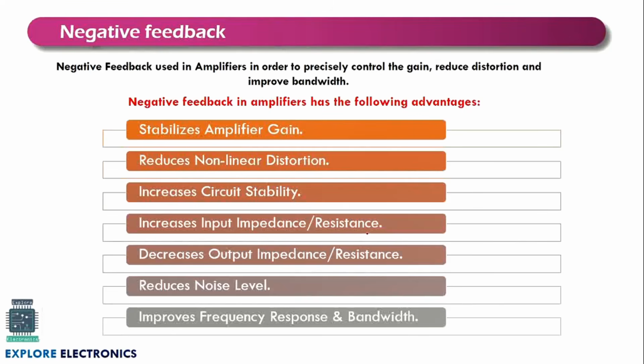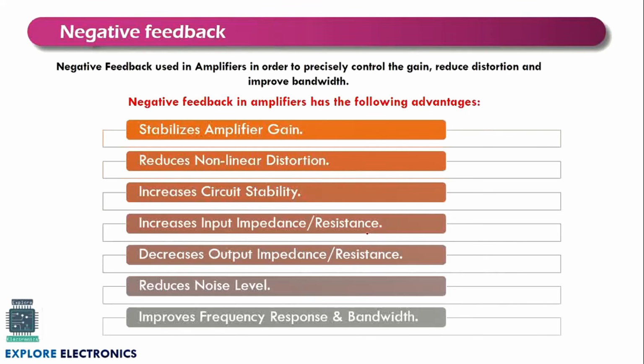It also reduces the noise level coming to the amplifier, and it improves the frequency response as well as bandwidth. If the bandwidth of the amplifier or the frequency response increases, what happens? The different kind of frequencies the amplifier can also amplify. If the bandwidth of the amplifier is less, the amplifier is only going to be able to amplify particular frequencies. That's why bandwidth should always be larger and noise factor should always be less.